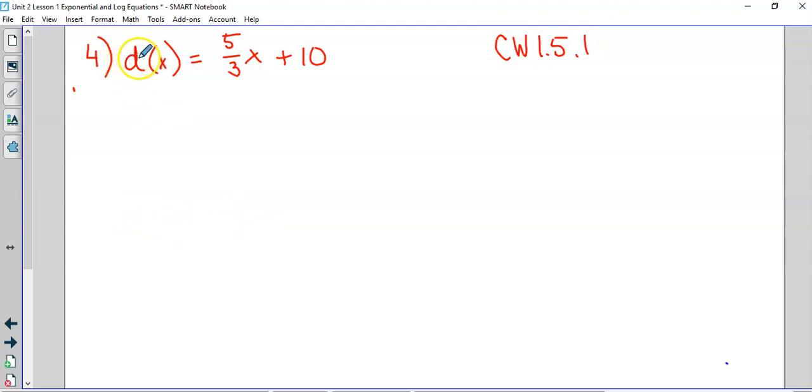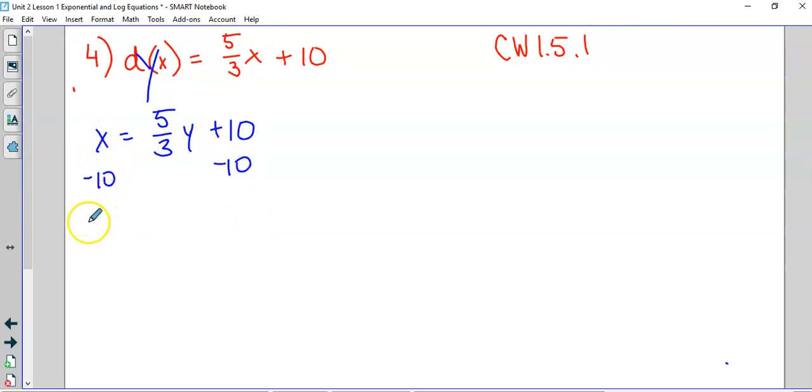This is the one where we change this to y, and then we switch the x and the y. So we say x equals 5/3 y plus 10. And then we solve for y. Well, y is not an exponent, so I'm not going to need to use logs for this. I just solve for y. So remember, we're going to undo what's been done in reverse order. And so the first thing I'm going to do is subtract 10 from both sides.